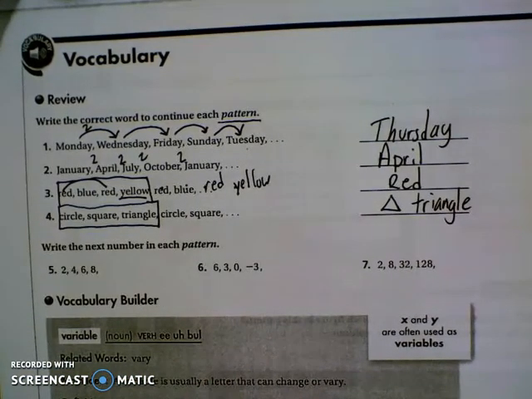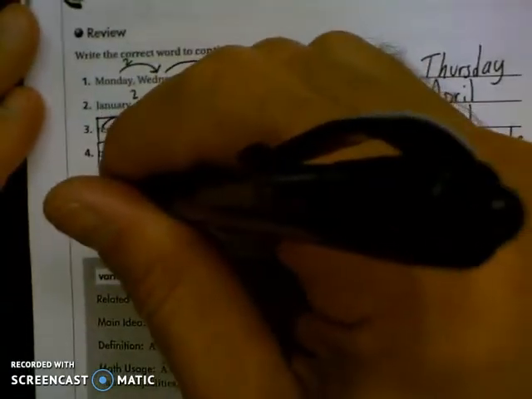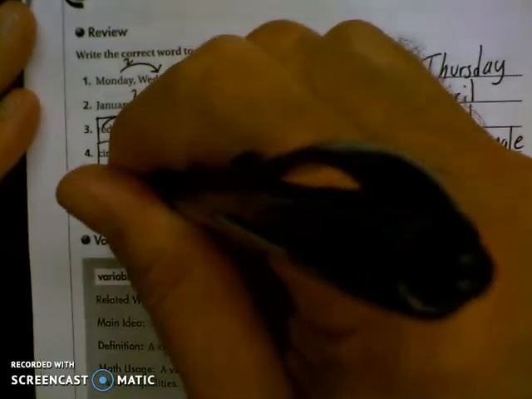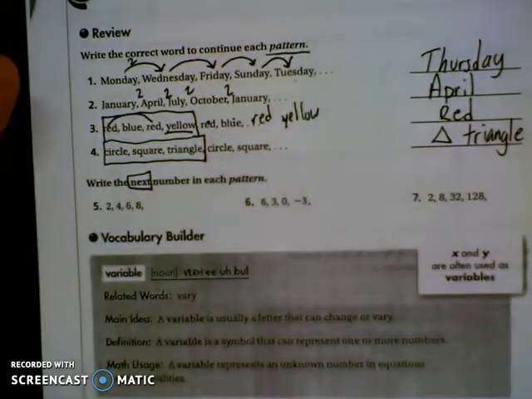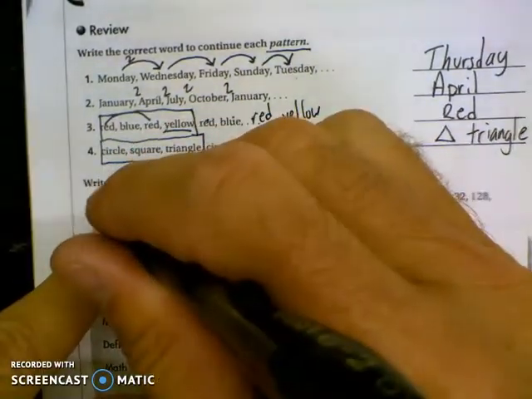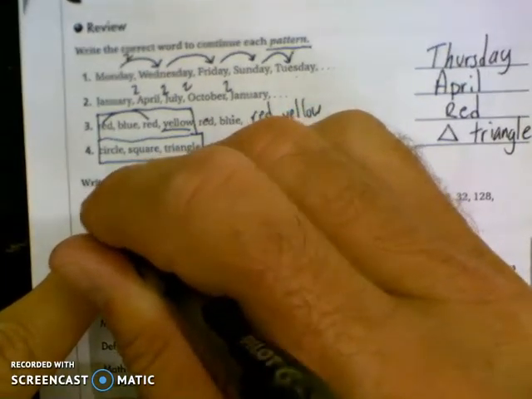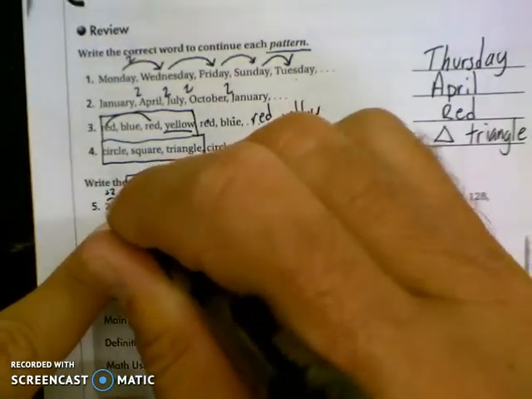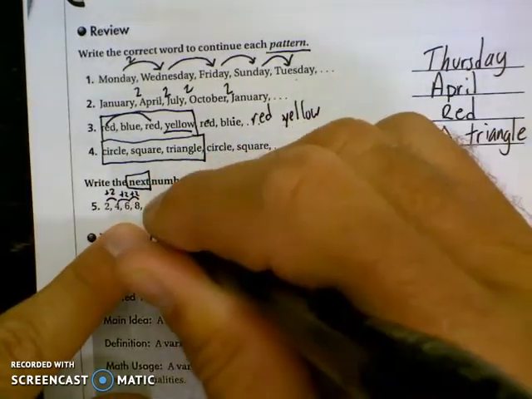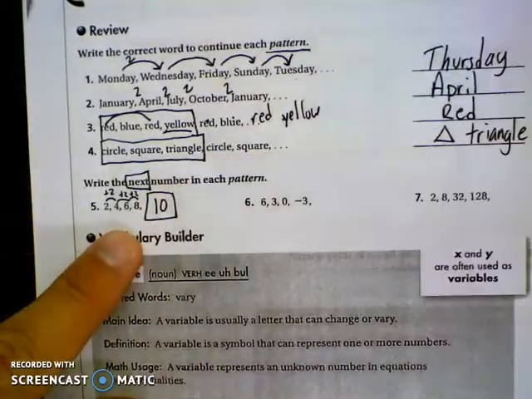Next, you're going to write the next number in each pattern. So the keyword is next number, which I failed to say the first time. The next number in each pattern. So we have 2, 4, 6, 8. So I'm going to write the pattern down first. Plus 2, plus 2, plus 2. So 8 plus 2 is 10. That's the next number in the pattern.